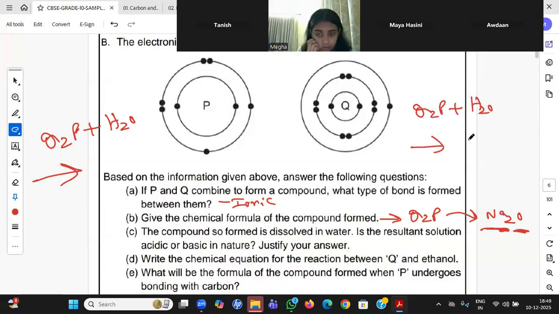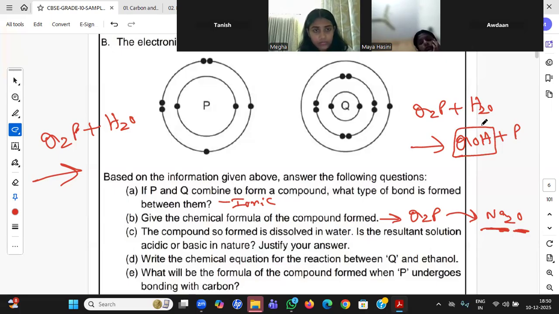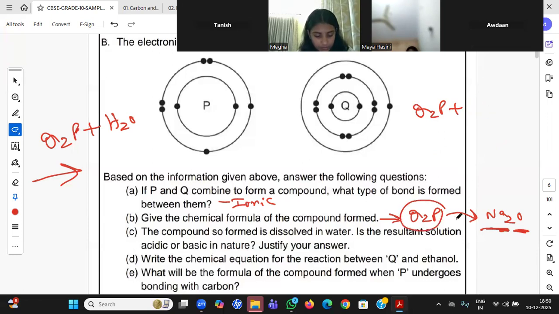We will get something like, Q2P plus H2O, right? QOH plus P. Metal hydroxide you'll get, it's a base. Okay, it's a base. No, don't use that much mind. So you see, Q2P is something like Na2O. Here you can explain one example. It is metal oxide. Metal oxides are generally basic in nature. In that way you can do.